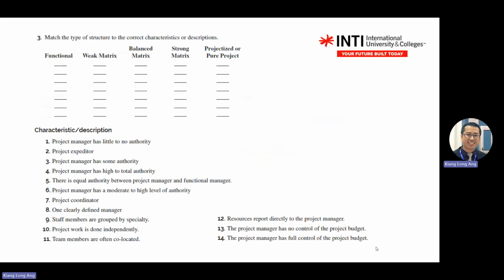What is the answer for the first one? The project manager has little or no authority. Which one? Functional, good. Project expeditor. Expeditor.